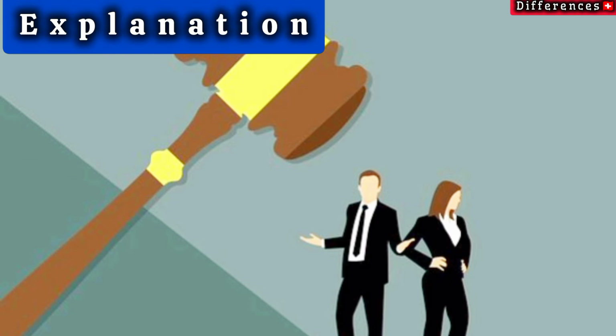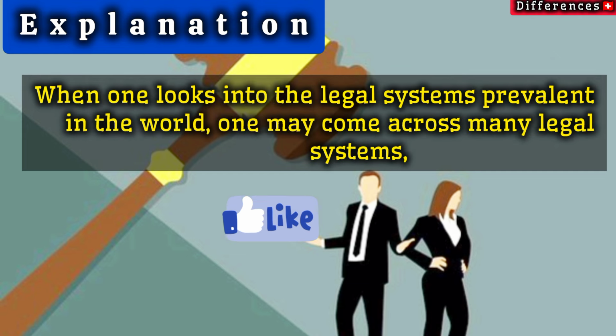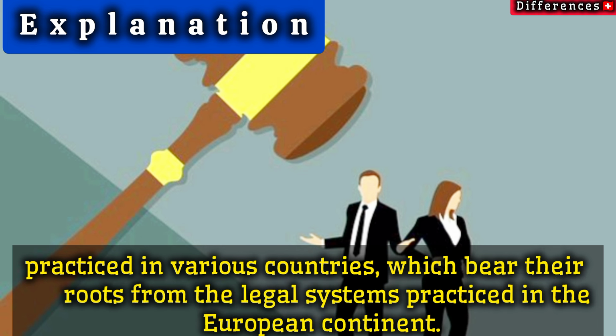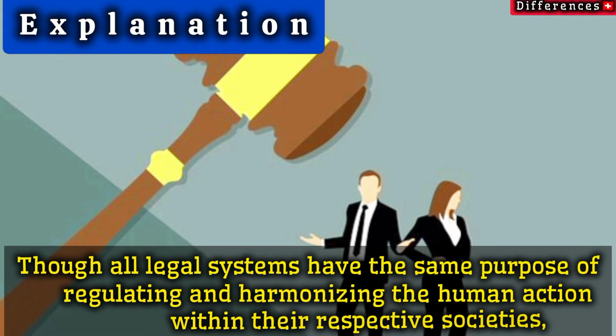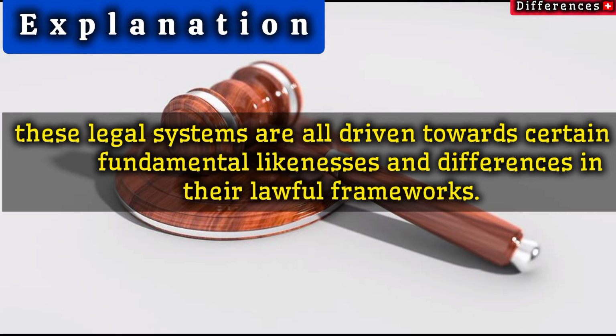Now start the explanation. When one looks into the legal systems prevalent in the world, one may come across many legal systems practiced in various countries, which bear their roots from the legal systems practiced in the European continent. Though all legal systems have the same purpose of regulating and harmonizing human action within their respective societies, these legal systems are all driven towards certain fundamental likenesses and differences in their lawful frameworks.